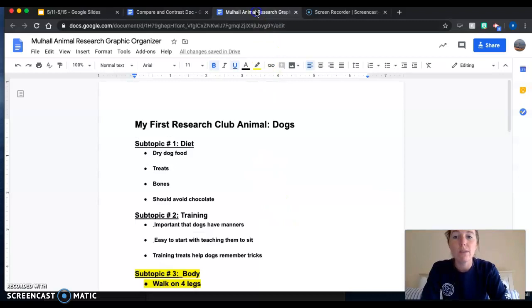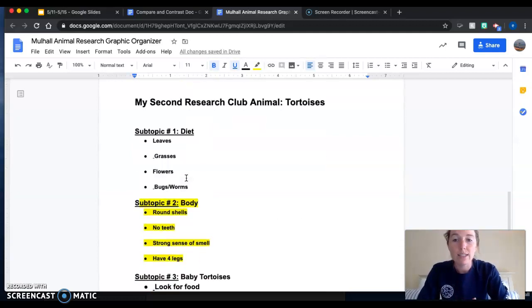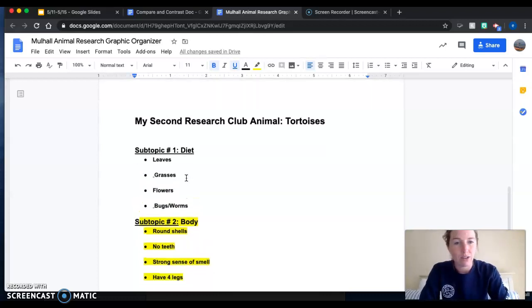So I'm going to review my notes on just the subtopic of body. So dogs walk on four legs, they're covered in fur, they have a strong sense of smell, and they have teeth. Tortoises have round shells, they have no teeth, they have a strong sense of smell, and they have four legs. So I think I already see some similarities. Do you?